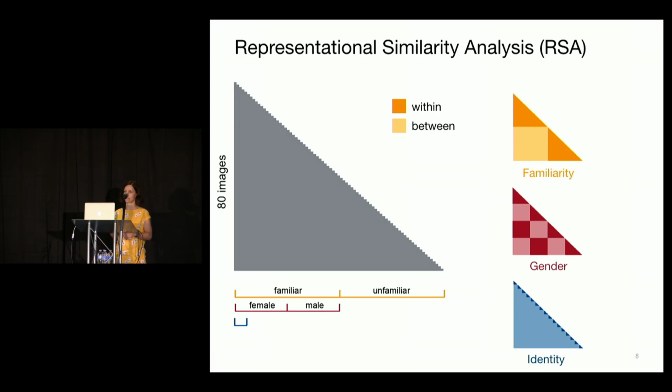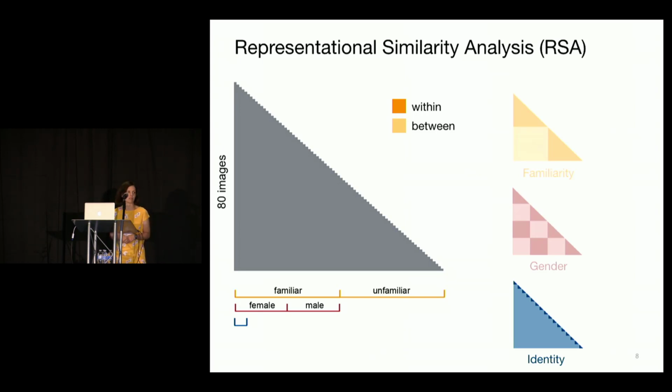And then we would correlate these models with our MEG RDMs. And importantly, for every model, when we correlate it with our MEG RDMs, we would partial out all the other models. So for example, for identity, we would correlate the identity model, but then partial out the gender and familiarity model. That's just because you can imagine that when you look at identity differences, gender differences might also contribute to that. So we want to basically look at the contribution of identity invariant of gender differences or differences in familiarity.